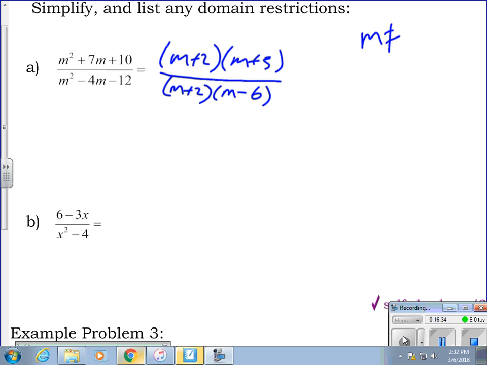What can m not be? 6 and negative 2. m cannot be 6 and negative 2. And then I do my reducing. The m plus 2's cancel, and I get m plus 5 over m minus 6. Okay?